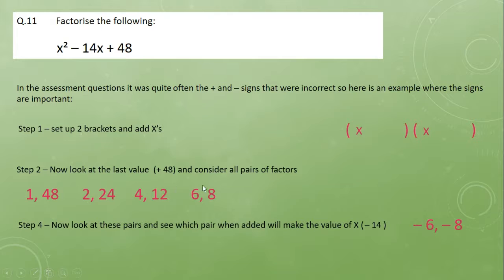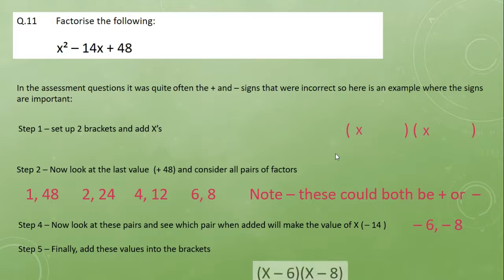Well, I can see that if I do minus 6 and minus 8, that will give me minus 14, which will give me that middle value. So now I put them into my brackets, and I will get x minus 6 and x minus 8. Quick check. X squared, minus 6x minus 8x is minus 14x. Minus 6 times minus 8 is positive 48.